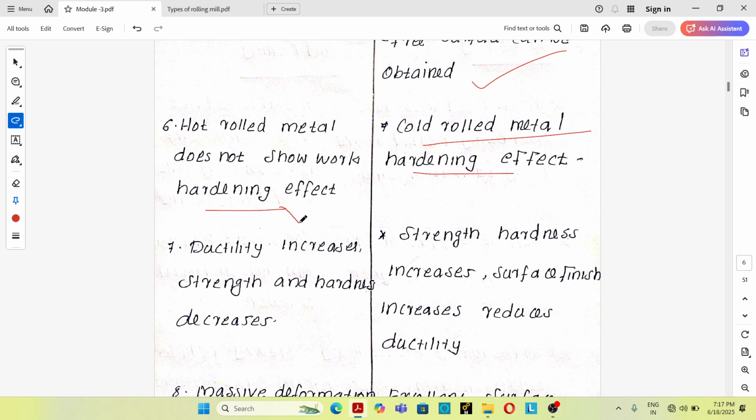So the work hardening effect is completely absent in hot rolled products, but in cold rolled products the work hardening effect will be there. In hot rolling, ductility increases, and strength and hardness decrease. In cold rolling, strength and hardness increase, surface finish improves, and ductility is reduced. That's a very important point. In hot rolling, ductility will be increased, that's why elongation will be there, and a large amount of reduction will be there. But strength and hardness decrease. In cold rolling, strength and hardness increase, but ductility will be reduced.